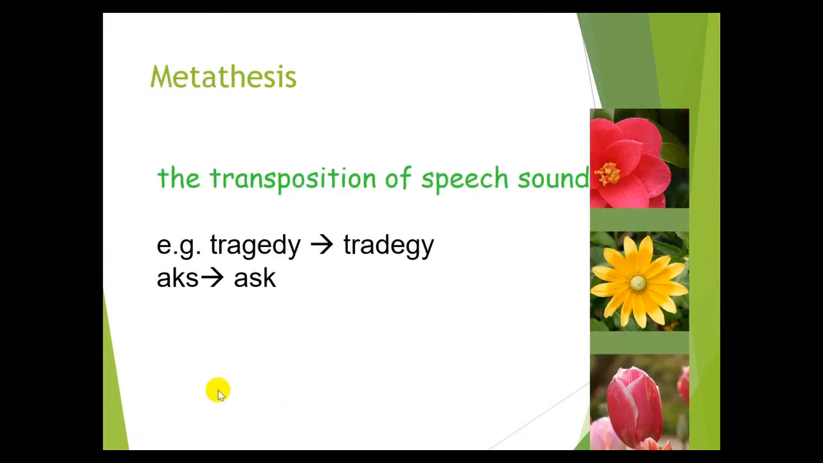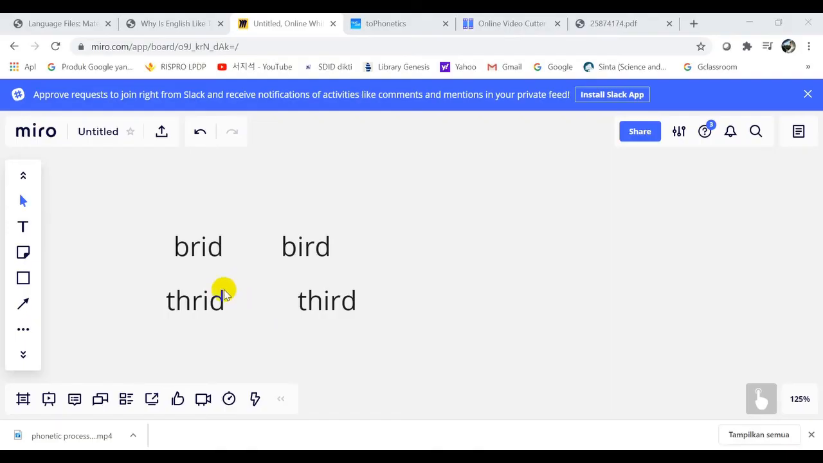Another example of metathesis is the word bird. In the past it was "brid." For example, the word bird, in the past it was "brid." But people transpose the sounds. Instead of saying "brid" they say bird, and so this is the word that we use until now.